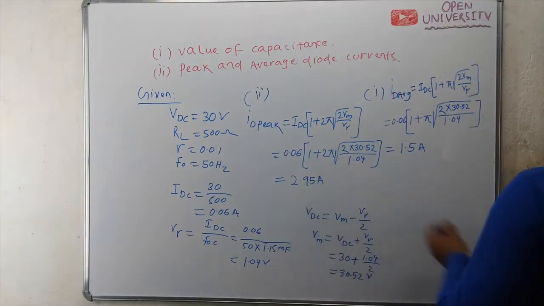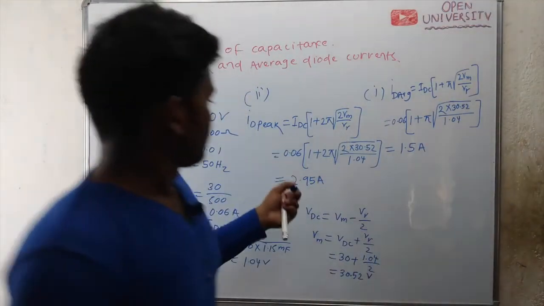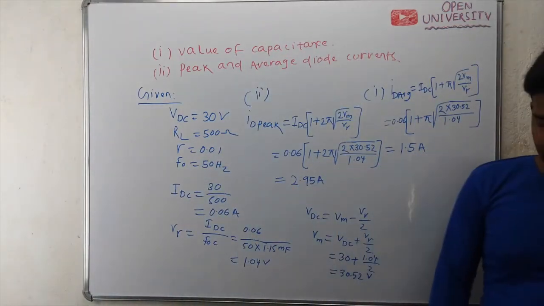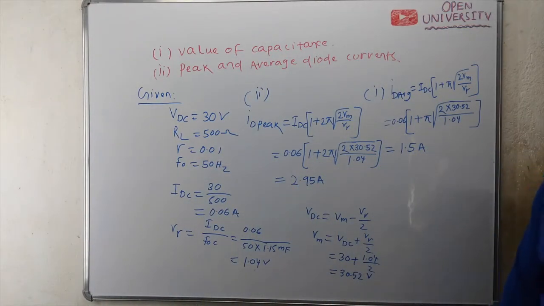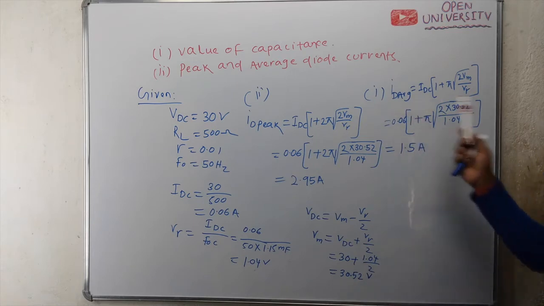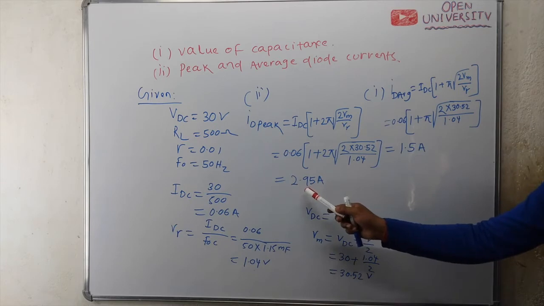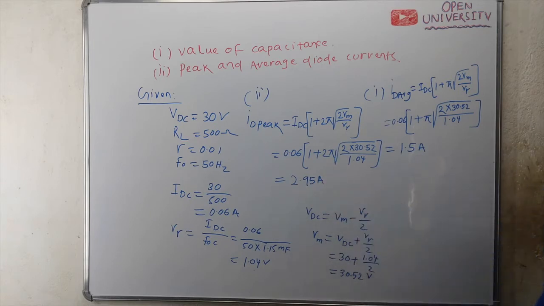ID peak and ID average. Average diode current is 1.5 ampere and maximum diode current is 2.95 ampere.